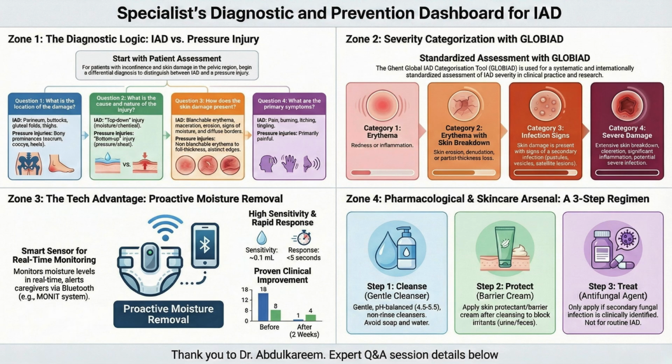Pillar 2. Chemistry. Alkalinity is the enemy. Your primary goal is to maintain or restore the skin's acid mantle. Ditch the alkaline soap and water. Use pH balance cleansers and durable transparent barriers like the acrylates. Stop scrubbing the skin.